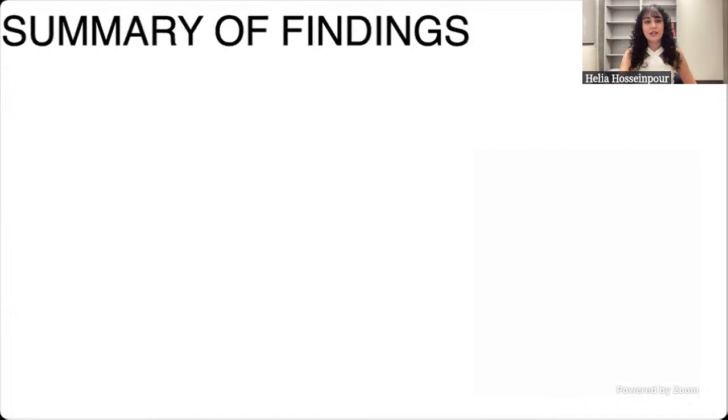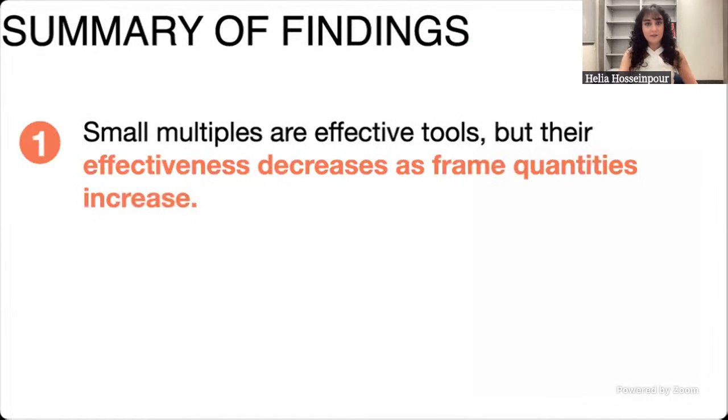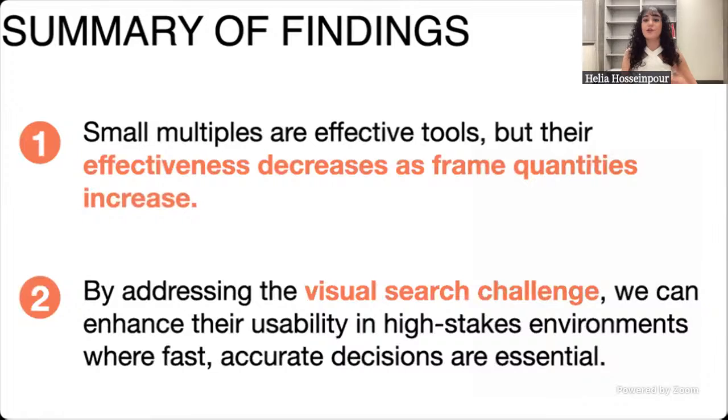In conclusion, small multiples are effective tools, but their effectiveness decreases as frame quantities increase. By addressing the visual search challenge, we can enhance their usability in high-stakes situations where fast and accurate decisions are essential.